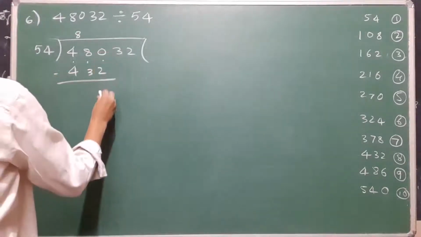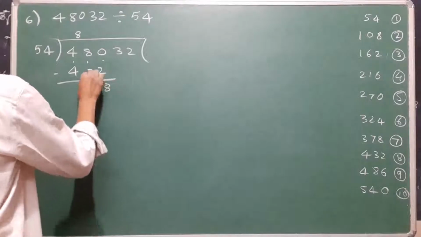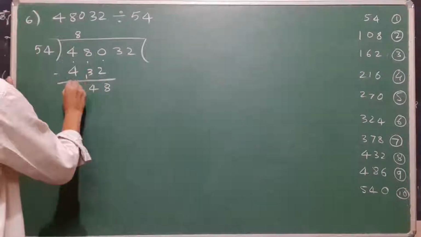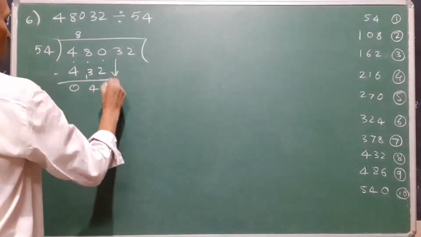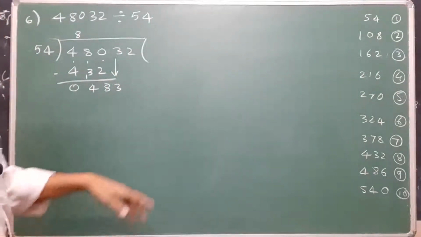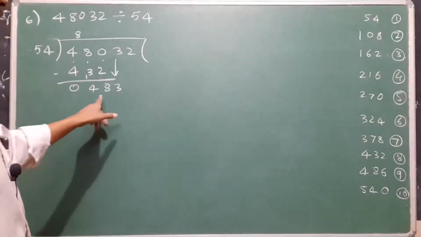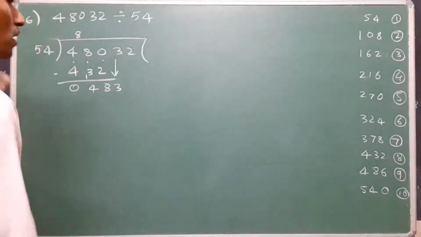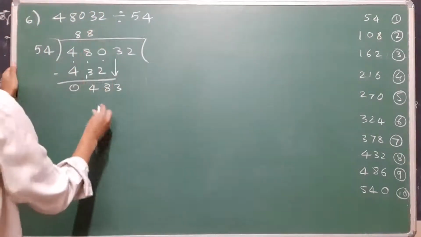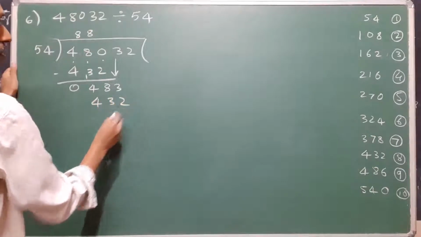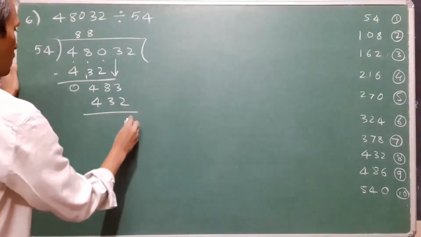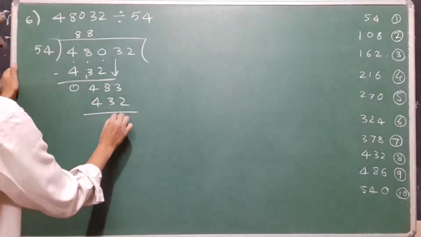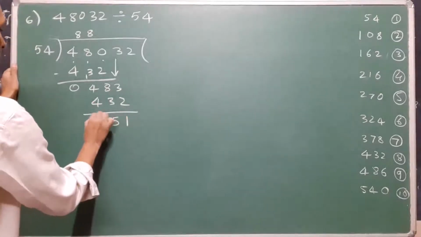This is 8. This one is 4 0. Take the next one down, 483, and search 483. 483 is not there. 486 is greater, so less than 483 is 432. 54 8s are 432. Once again, this is 1. This one is 5 0.